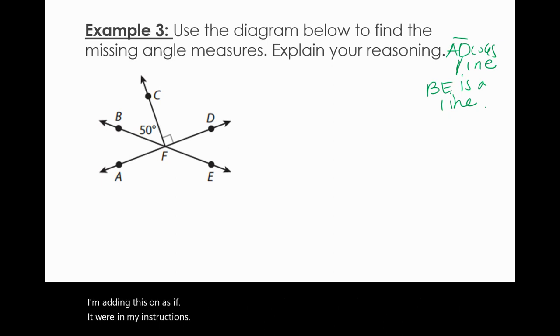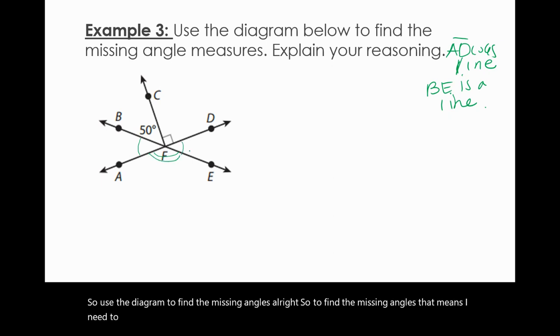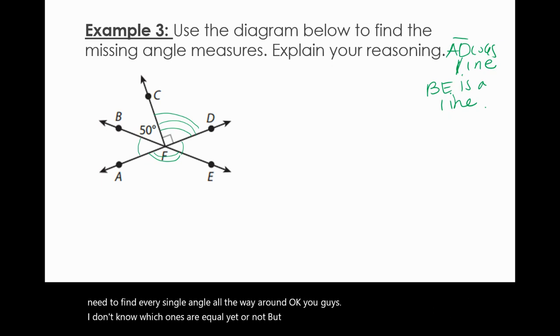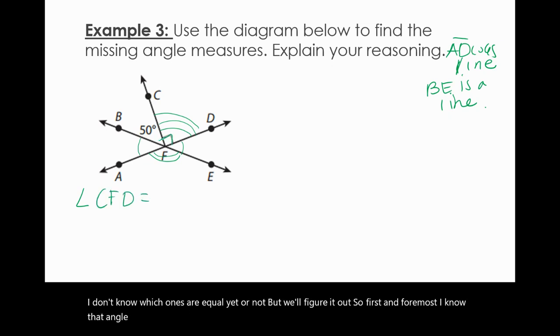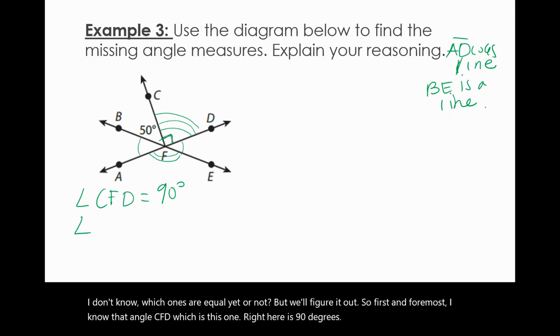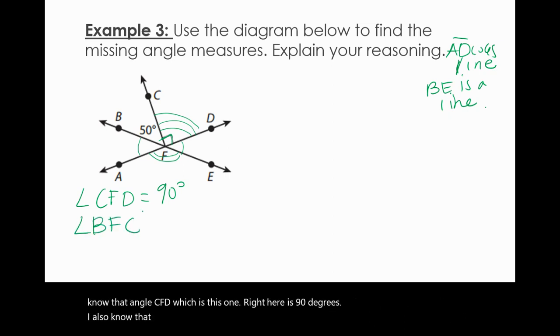So use the diagram to find the missing angles. To find the missing angles, that means I need to find every single angle all the way around. I don't know which ones are equal yet or not, but we'll figure it out. First and foremost, I know that angle CFD, which is this one right here, is 90 degrees. I also know that angle BFC, this one here, is 50 degrees. Those are my givens.